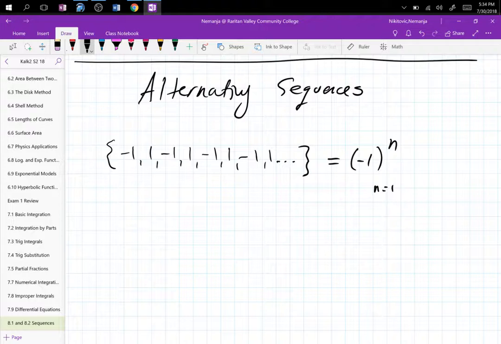Flip-flop, right? Now your textbook is asking you to come up with a formula for alternating sequences with 5s and -5s. So, do the same thing. Let's go 5, -5.